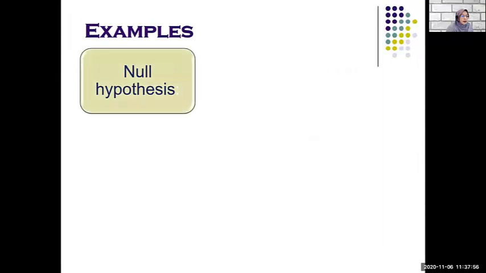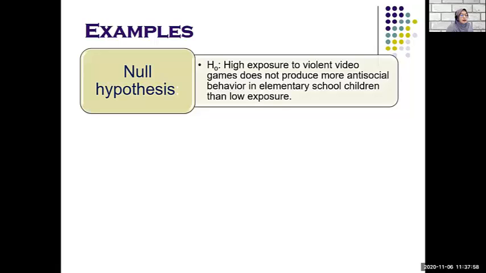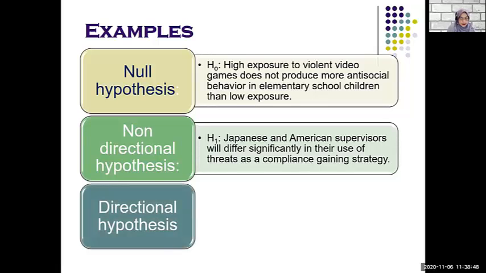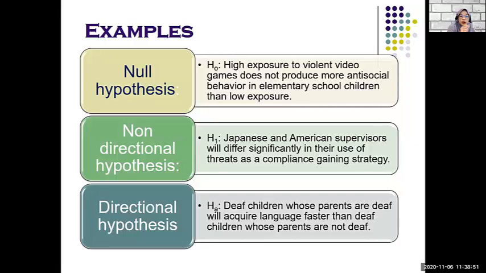For example, null hypothesis. High exposure to violent video games does not produce more antisocial behavior in elementary school children than low exposure. Let us see an example of non-directional hypothesis. Japanese and American supervisors will differ significantly in their use of trade as a compliance gaining strategy. For directional hypothesis, deaf children whose parents are deaf will acquire language faster than deaf children whose parents are not deaf.